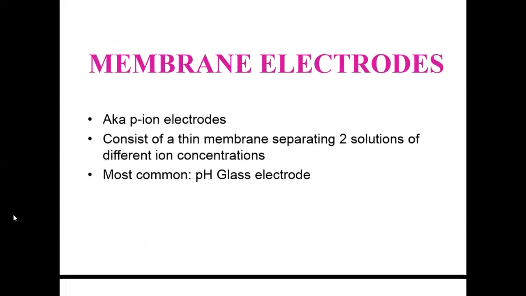Now, membrane electrodes, also known as p-ion electrodes. It consists of a thin membrane separating two solutions of different ion concentration. Most common is the pH glass electrode.